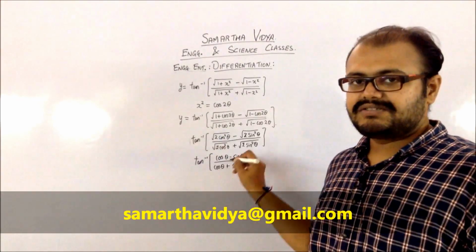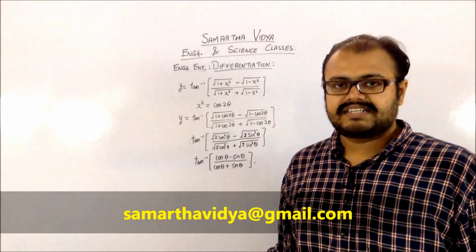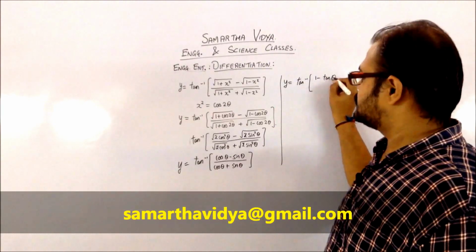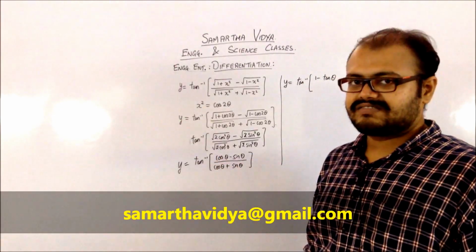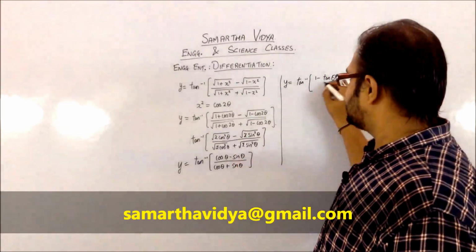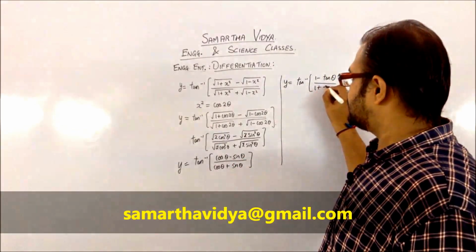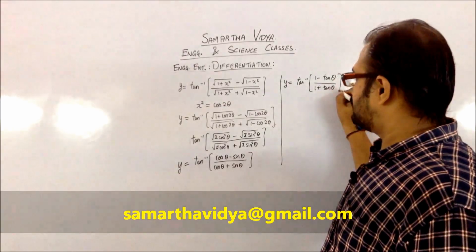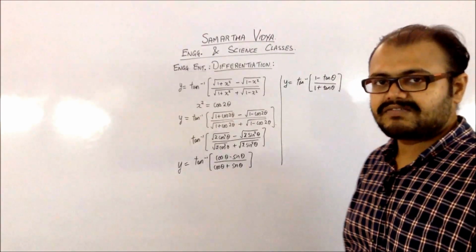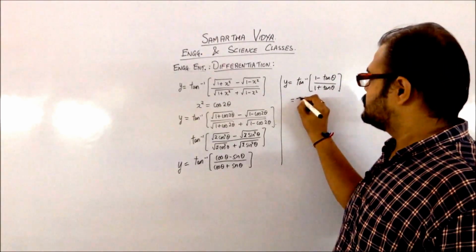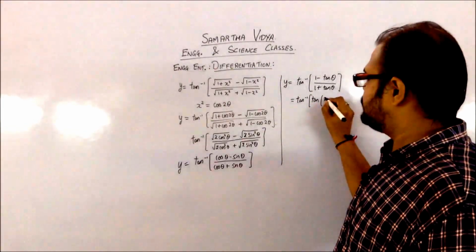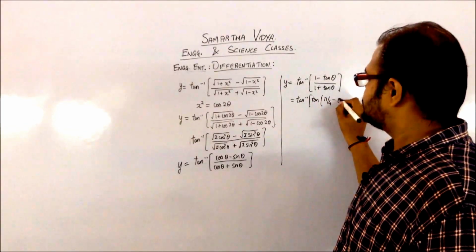Now you just divide the numerator and denominator by cos theta: 1 minus tan theta, because the cos cancels out and becomes 1, and sine theta by cos theta is tan theta, divided by 1 plus tan theta. This expression, 1 minus tan theta upon 1 plus tan theta, is nothing but the formula for tan of pi by 4 minus theta.